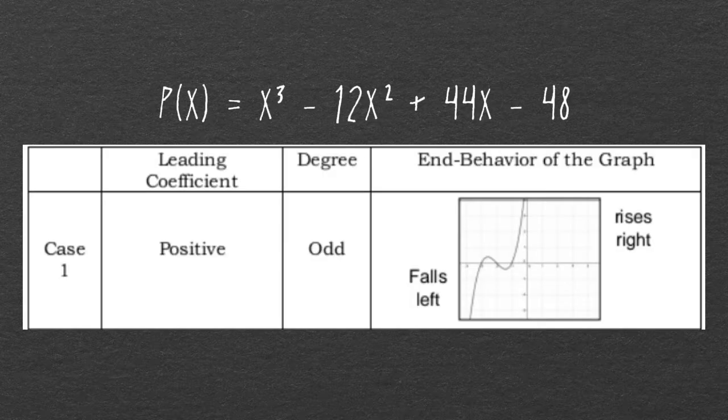That's right! The graph falls on the left and rises on the right. Because the degree of the polynomial, which is 3, is odd, and the leading coefficient, which is the imaginary number 1 beside the variable x, is positive.